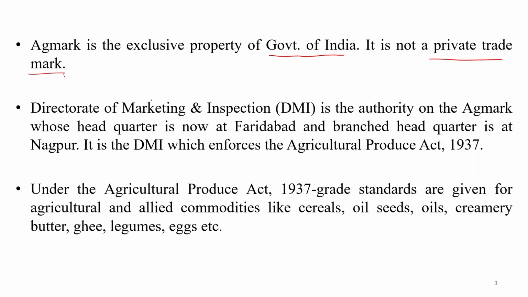Now who is the authority of AGMARK? It is the Directorate of Marketing and Inspection, that is DMI, which is the authority on AGMARK, whose headquarters is now at Faridabad and branch headquarters is at Nagpur. And it is the DMI only which enforces the Agricultural Produce Act 1937.